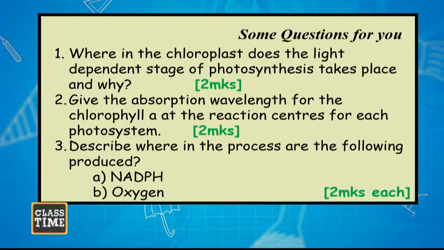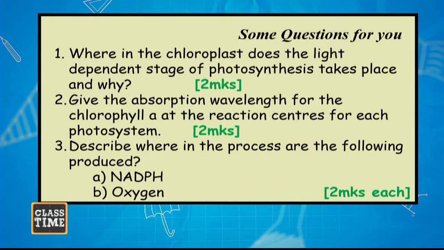So that is a question. The second question: give the absorption wavelength for the chlorophyll A at the reaction centers for each of the photosystems. And the third question is, describe where in the process the following are produced, the NADPH and the oxygen. Okay, clearly all of these questions are for the light-dependent stage of photosynthesis.